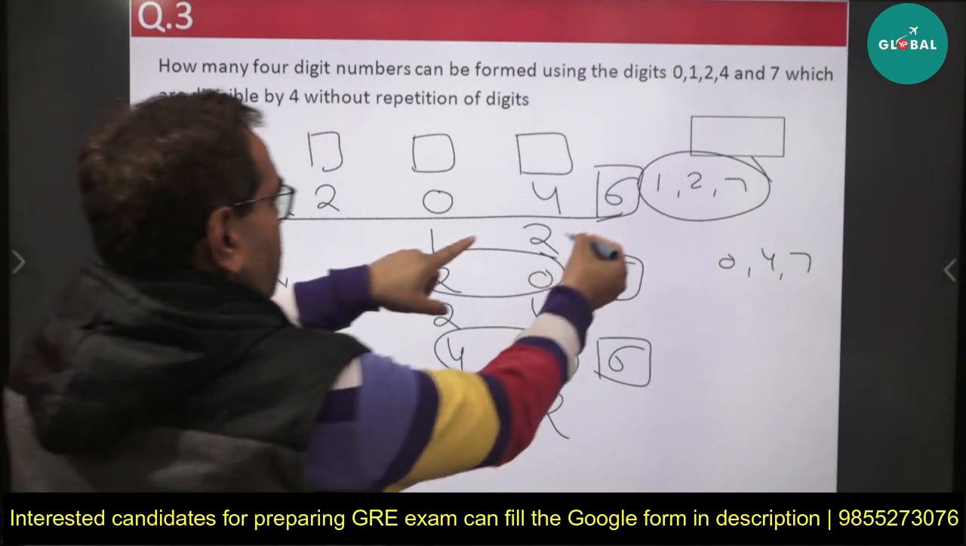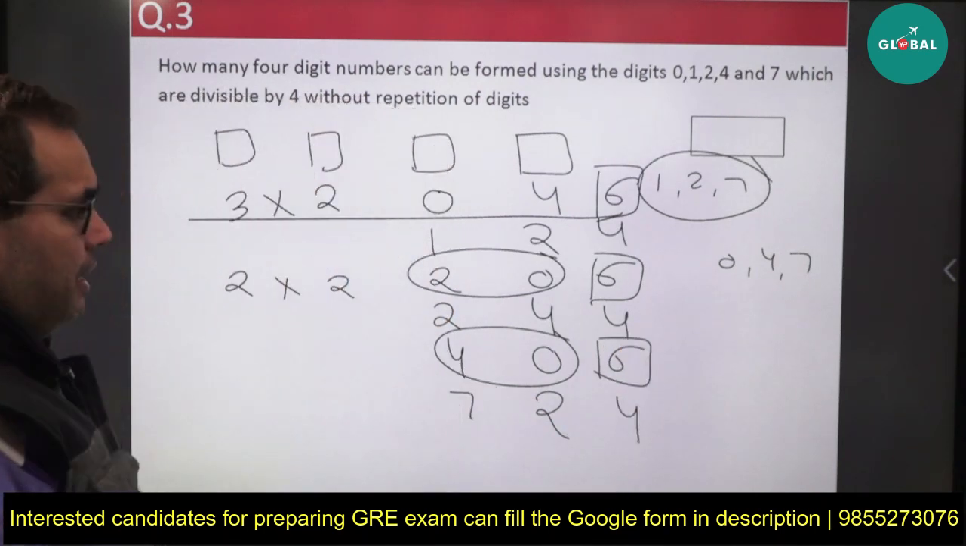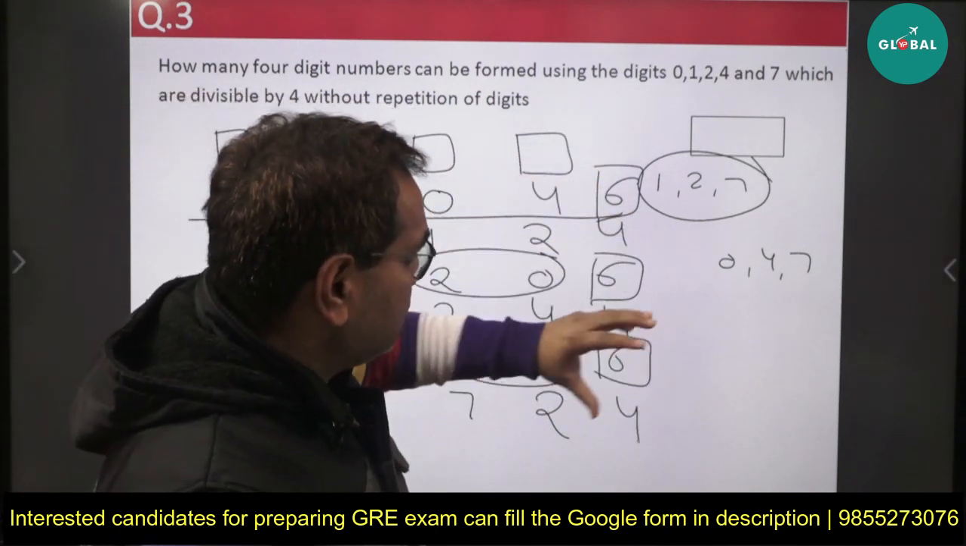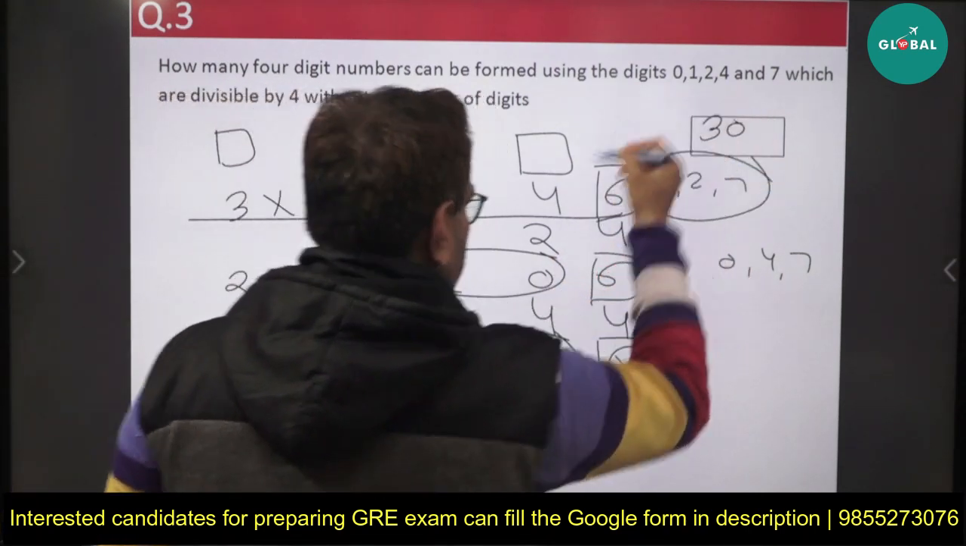So 4 numbers, 4 numbers, 4 numbers. So total is equal to 10 plus 10 plus 10, which is 30. So we can form a total of 30 numbers. This is our answer.